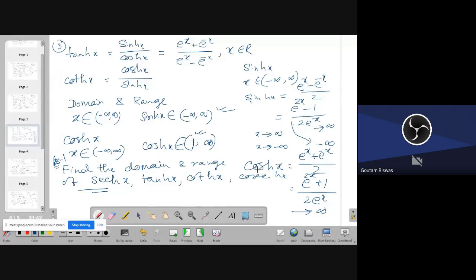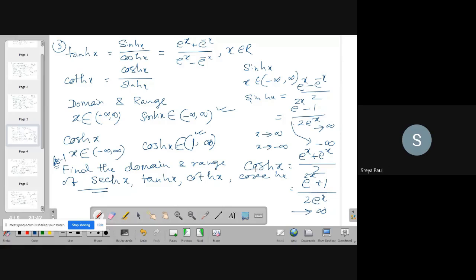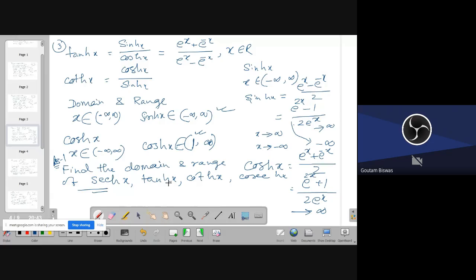Have you got it? Everyone understood it? Yes, sir. Okay. Sir, can you suggest some books? You can consult any book. The chapter is hyperbolic functions. I am not teaching from a single book. I am teaching from 3 different books. And it is not possible to name one, but if you follow my lectures and take good notes, then you will get everything.